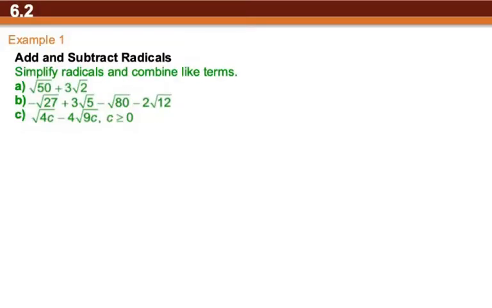So, looking at question A, we have root 50 plus 3 root 2, which we do not have like terms. We have a root 50, we have a root 2. So what we need to do is take these and simplify them down as far as they will go, and hope that we get like terms out of it. I'm going to do that off to the side, just so that we don't get things confused.